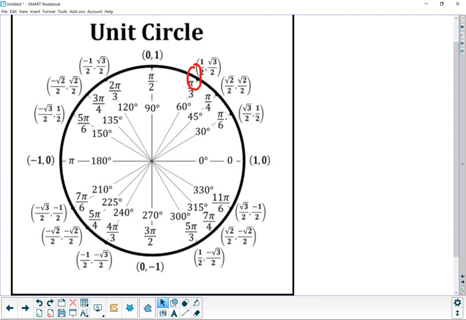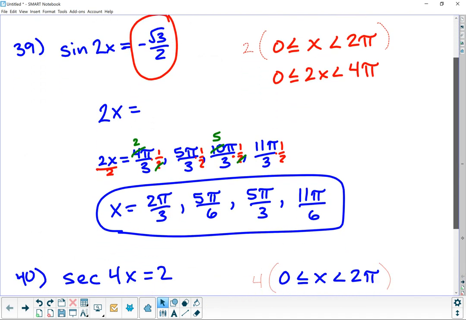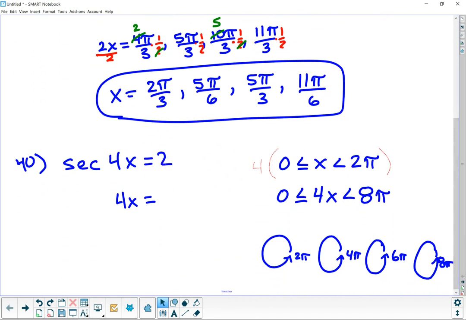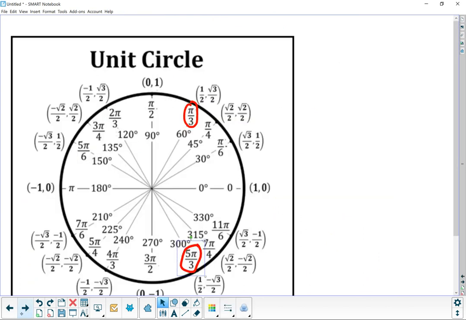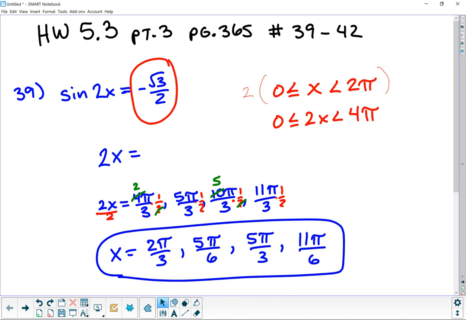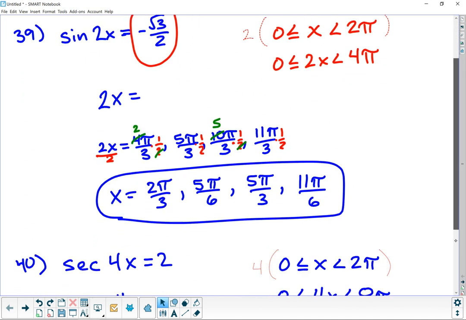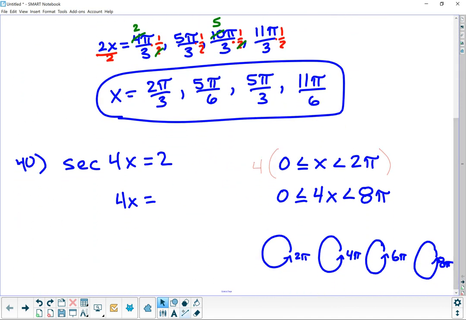So my answer is going to be pi over 3, and we're going to have another one right here. Because remember, if I flip it, I want to get 2. So 5 pi over 3. So remember, if I flip the cosine, I want to get 2, so my answers are pi over 3 and 5 pi over 3. And I want to do that 4 times.